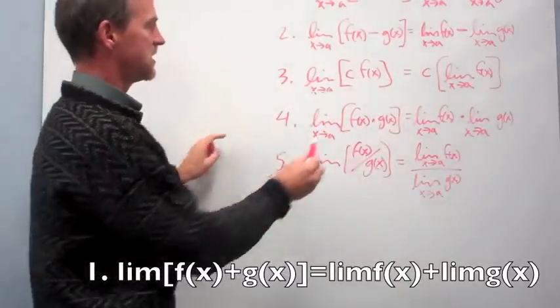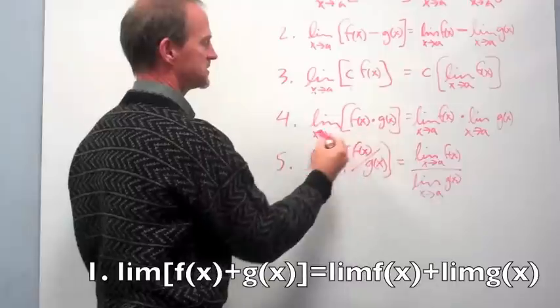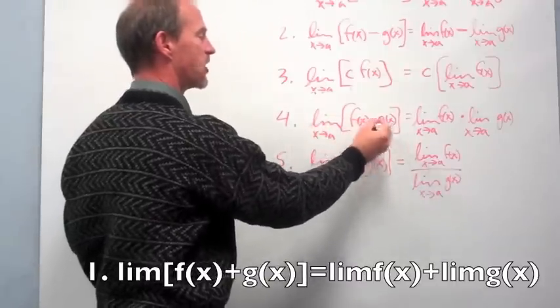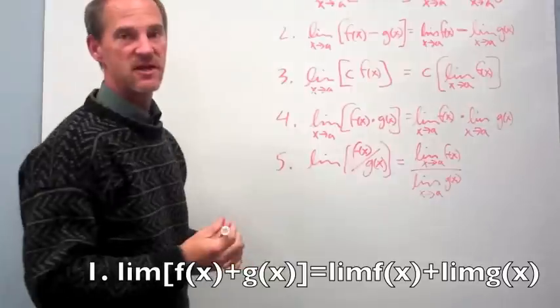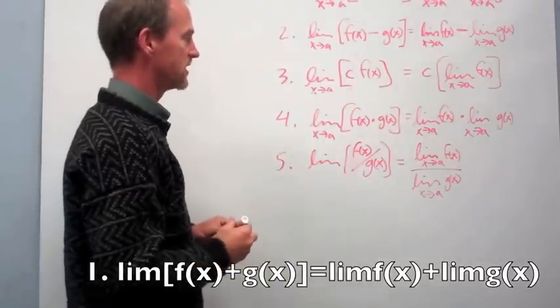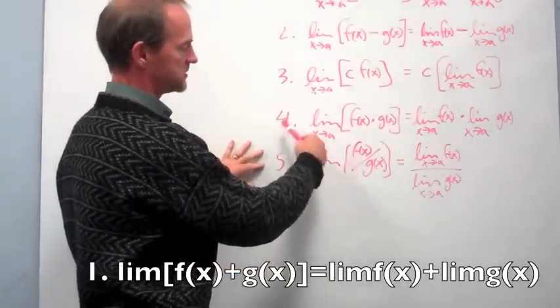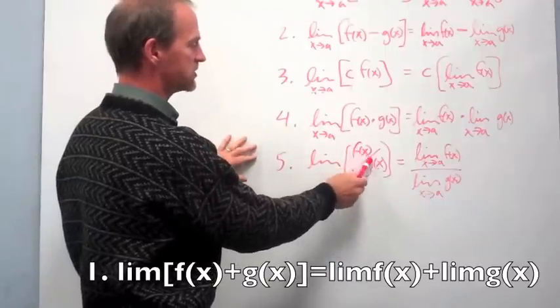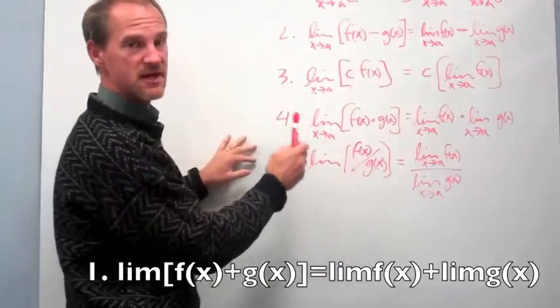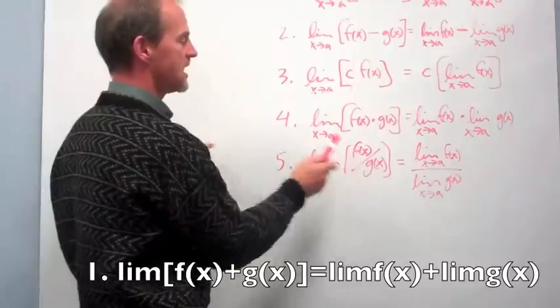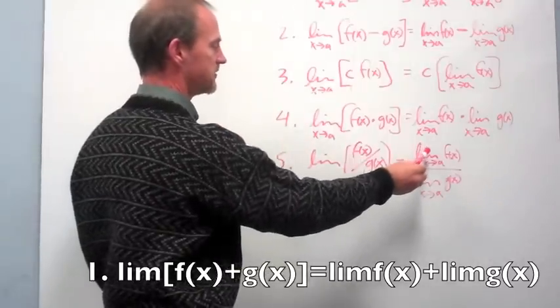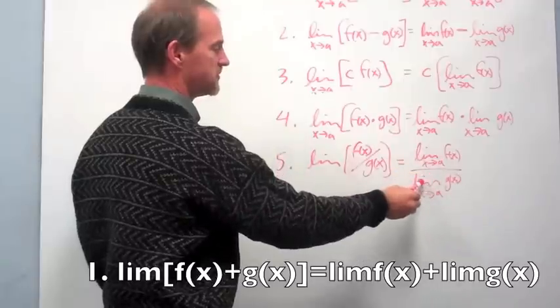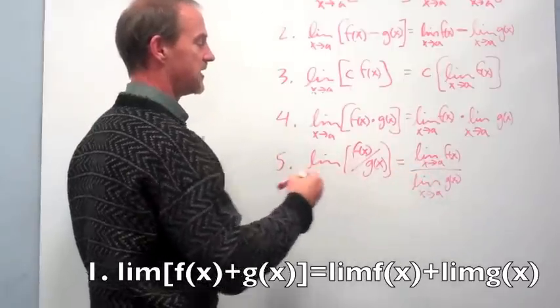Then 4 is the product of 2 limits. The limit of a product of 2 functions is going to be equal to the product of their separate limits, just as you'd expect. The flip side of that same coin is that if I'm taking the limit of the quotient of 2 functions, I can break them apart and take the limit of the numerator function and then the limit of the denominator function and then divide them.